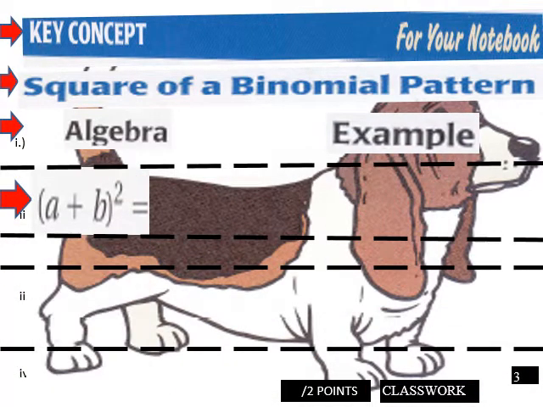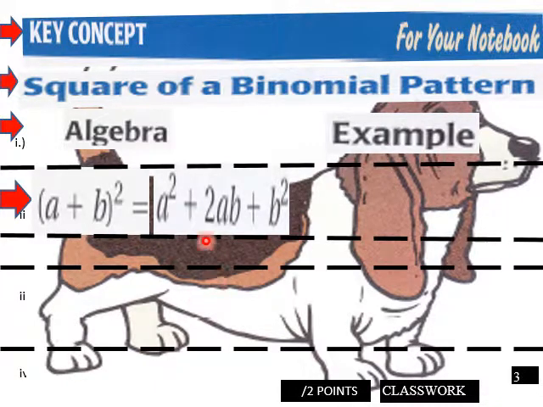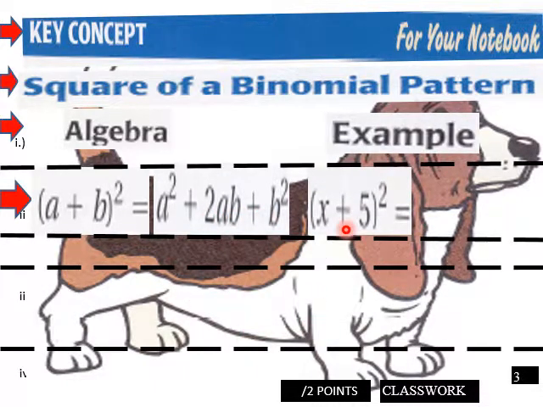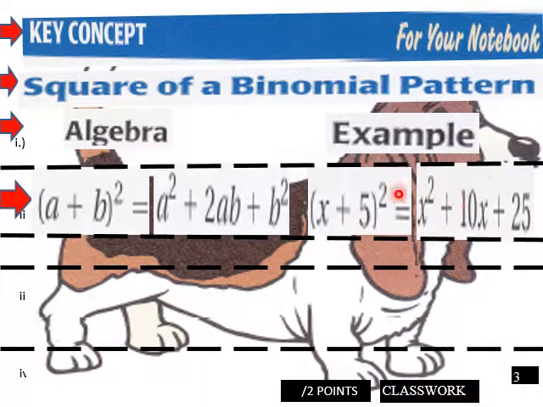Okay, square of a binomial pattern. What do we have here? a plus b squared equals a squared plus 2ab plus b squared. Here's an example: x plus 5 squared. It's a sum of a square, and it gives us this pattern: x squared plus 2ab, which is 10x, and then b squared is 25. This is the expansion, and you plug in these members into your pattern.